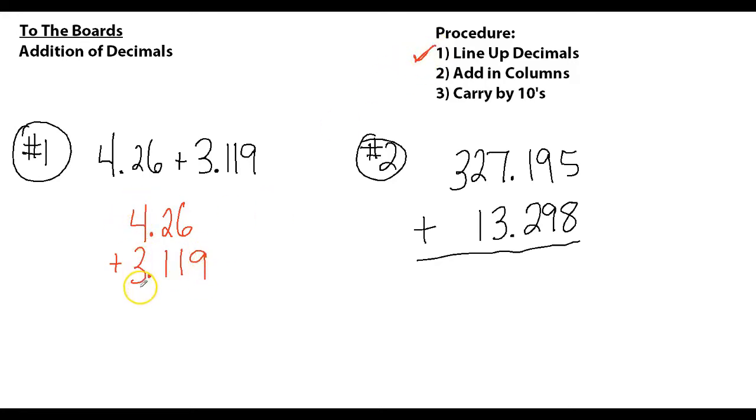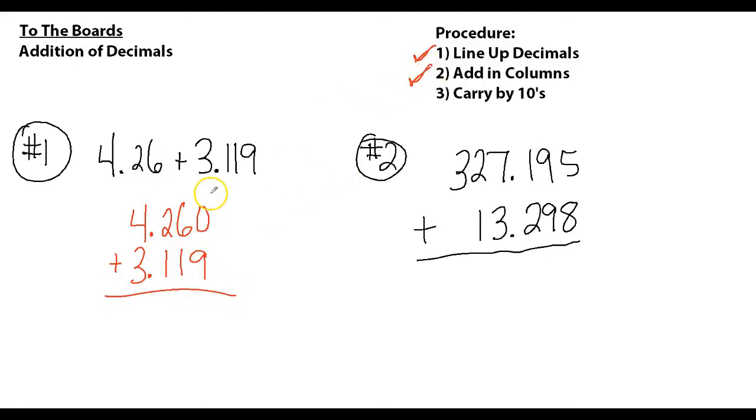So I lined up the ones column, I lined up my decimal points, I lined up my tenths column and my hundredths column and my thousandths column. In fact, this first number doesn't have a thousandths, so you could include a 0 if you'd like.